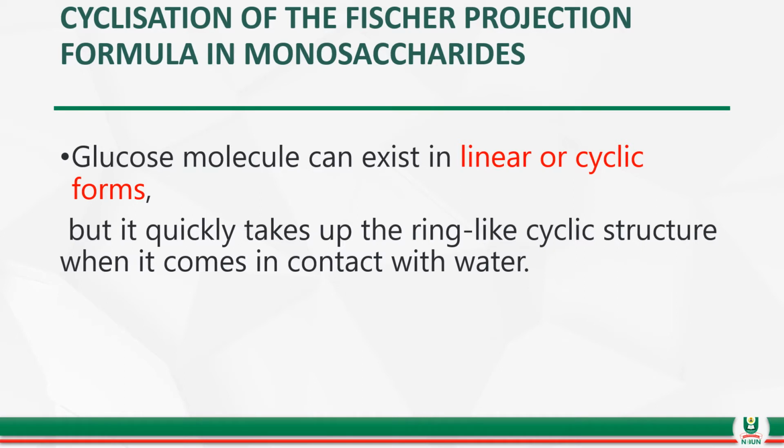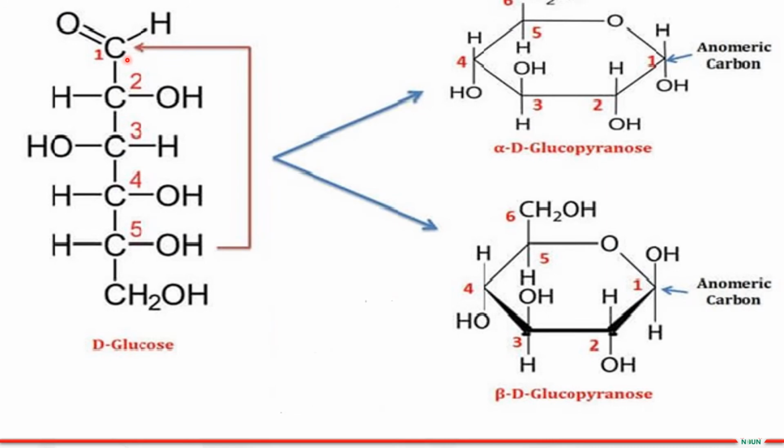Now let's look further at the cyclization of glucose. The glucose molecule can exist either in linear or cyclic form, but it quickly takes up the ring-like structure immediately it comes in contact with water. So this is what I was trying to tell you. You see, the carbon 1 combines itself with the O of the hydroxyl on carbon 5 to form the cycle.